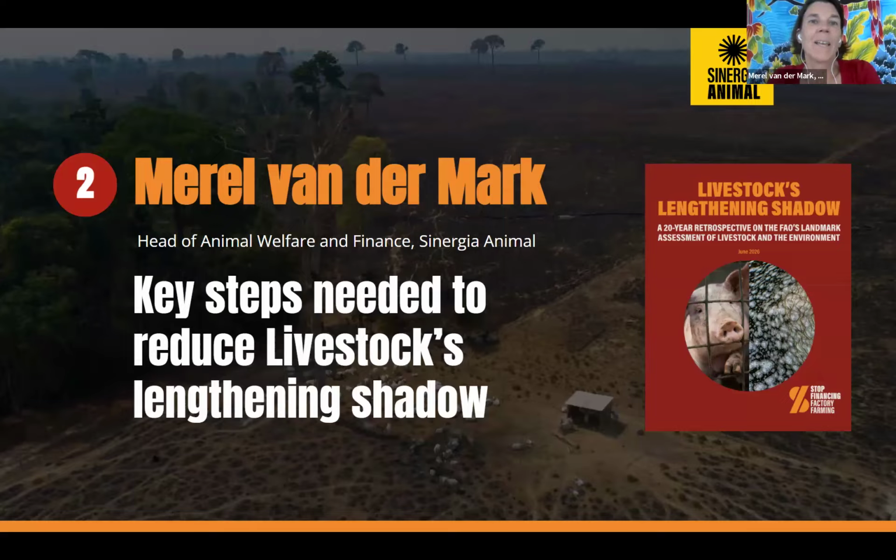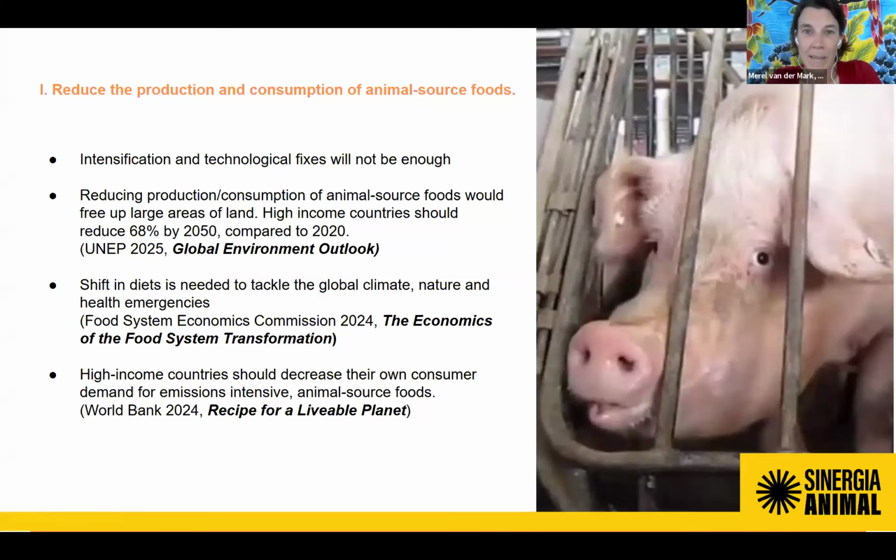One of the most important steps to reduce livestock's long shadow is to decrease the production and consumption of animal source foods, especially in high-income countries. Although technological improvements and more efficient farming practices can help, evidence shows that these measures alone will not be enough to address the climate, biodiversity, and social impacts caused by livestock production.